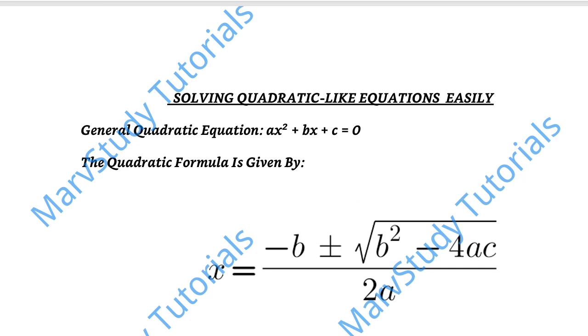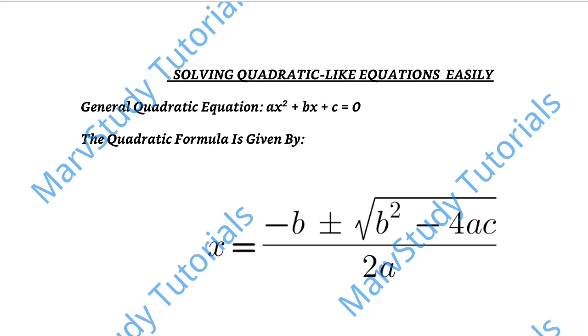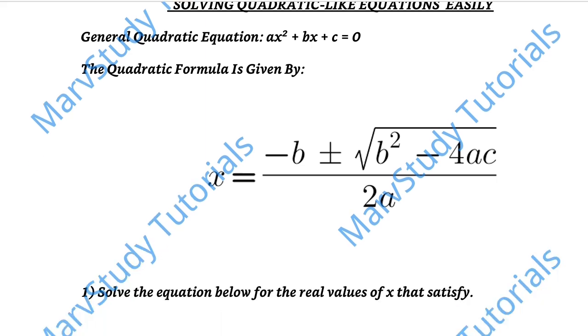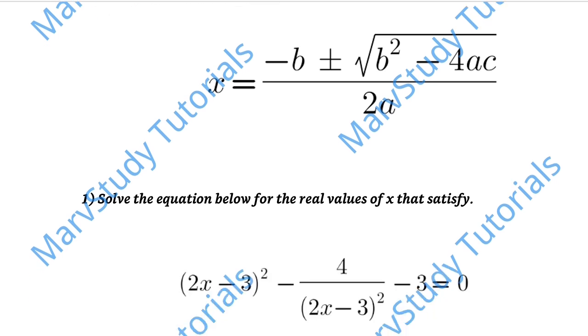So what we're looking at in this video basically is solving equations that resemble quadratic functions, in which we could get a quadratic function out of it and get the solutions of such equations. So we're going to start with the first question. And the question is, solve the equation below for the real values of x that satisfy. And it goes like (2x - 3)² - 4 over (2x - 3)² - 3 equal to 0.